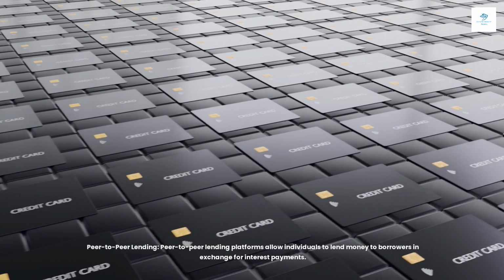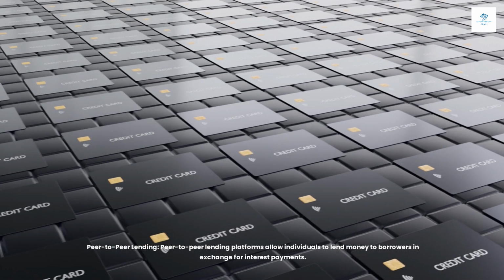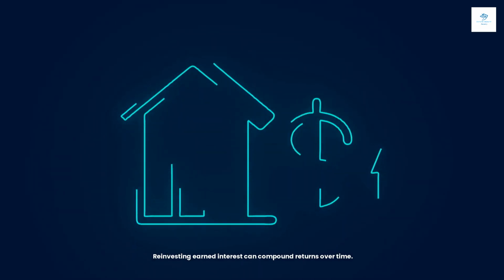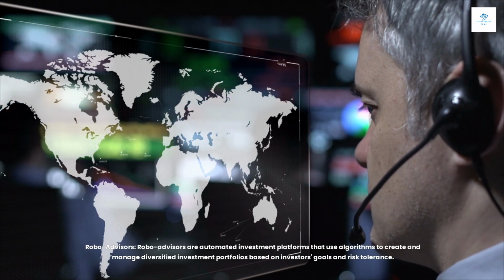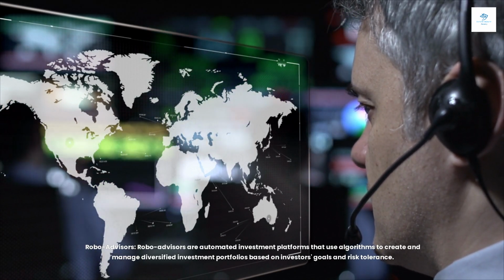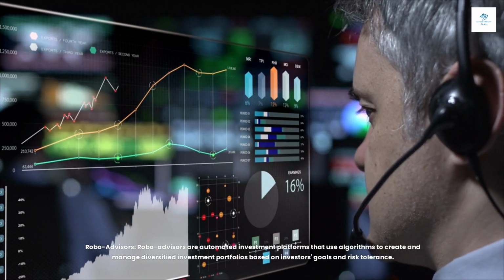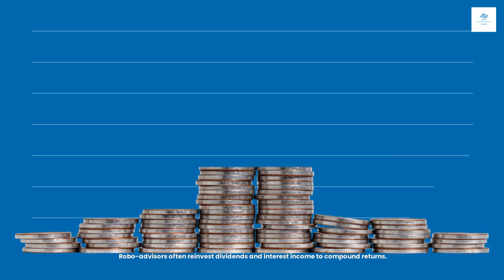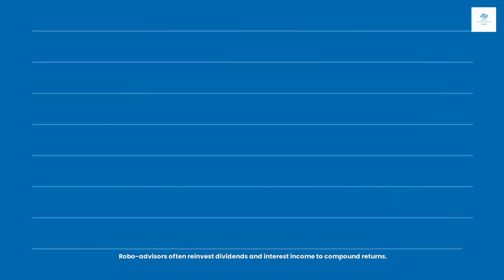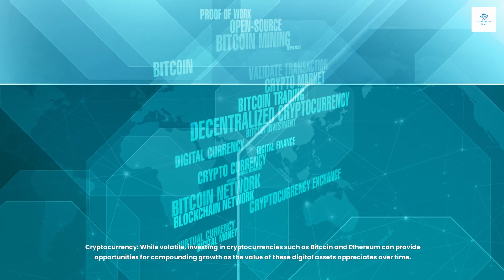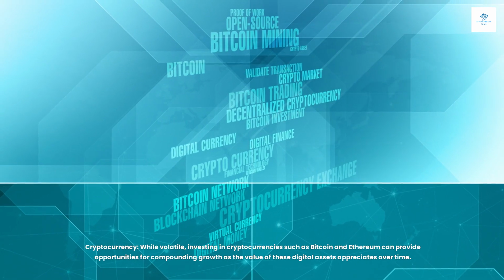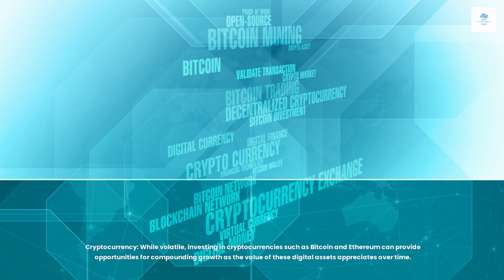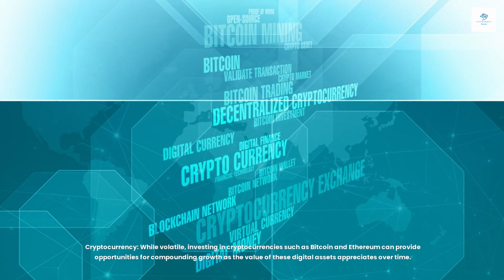Peer-to-peer lending. Peer-to-peer lending platforms allow individuals to lend money to borrowers in exchange for interest payments. Reinvesting earned interest can compound returns over time. Robo-advisors. Robo-advisors are automated investment platforms that use algorithms to create and manage diversified investment portfolios based on investors' goals and risk tolerance. Robo-advisors often reinvest dividends and interest income to compound returns. Cryptocurrency. While volatile, investing in cryptocurrencies such as Bitcoin and Ethereum can provide opportunities for compounding growth as the value of these digital assets appreciates over time.